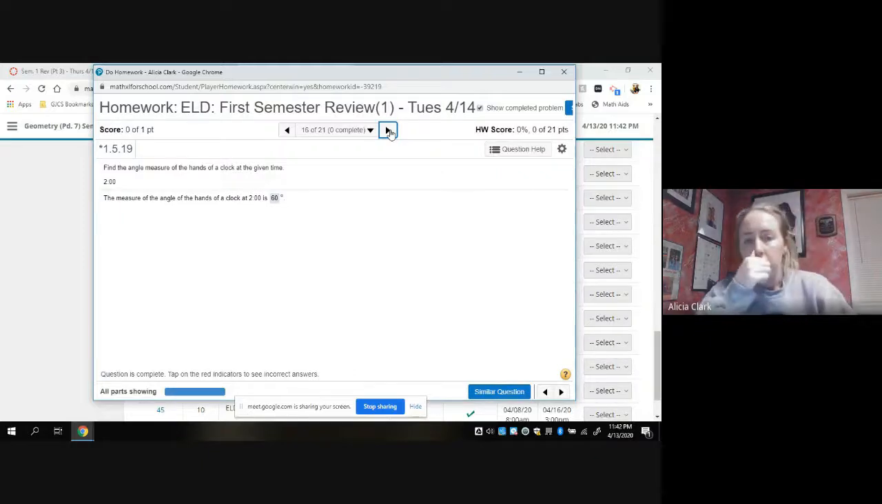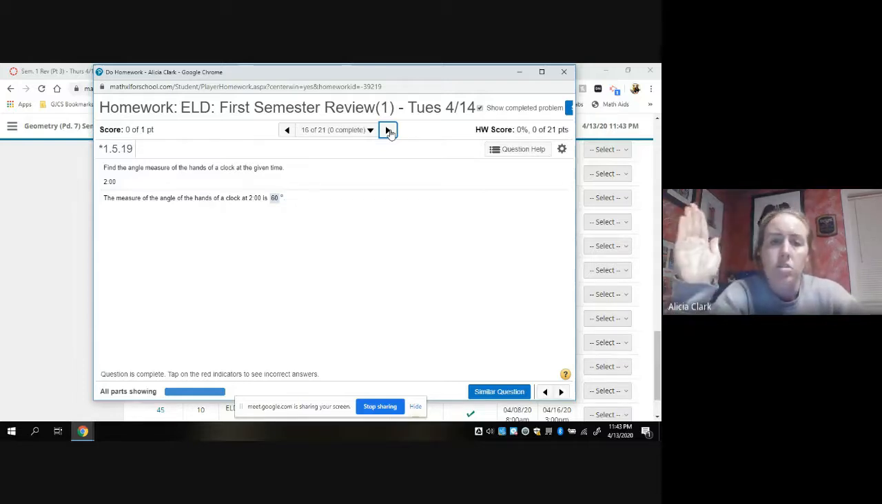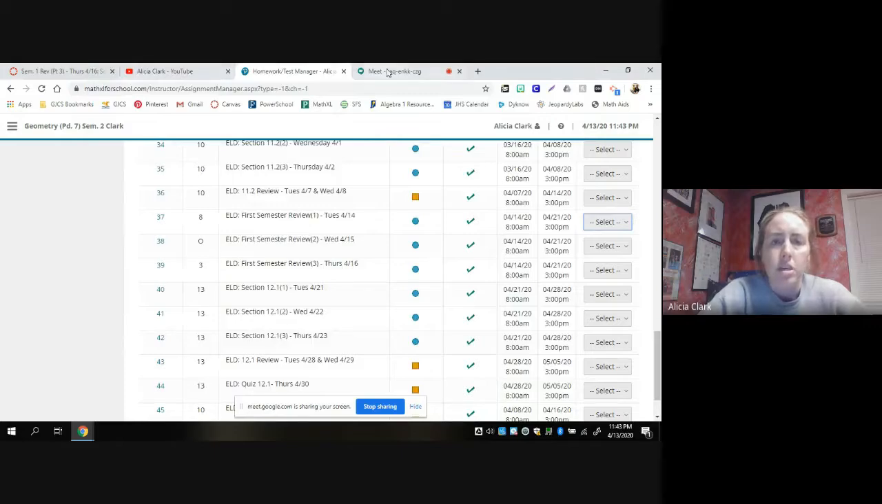This question is about the hands on a clock. So you need to make sure that you understand what the hands on the clock look like. This is obviously not a digital clock. And then you're trying to find the angle measures. One thing that people always run into with this is they don't know how to set it up. So I will show you real quick what that's going to look like. Let me stop sharing here for a second.